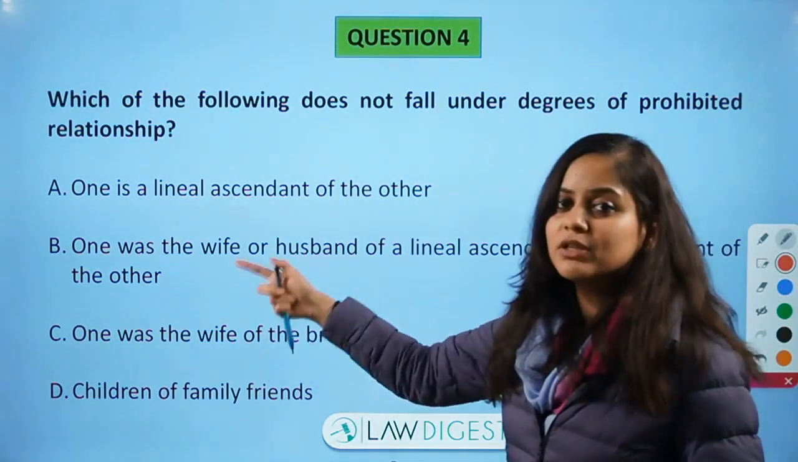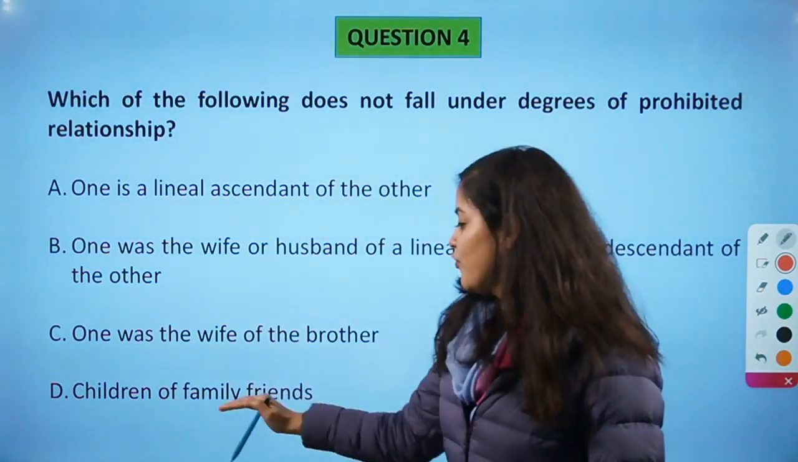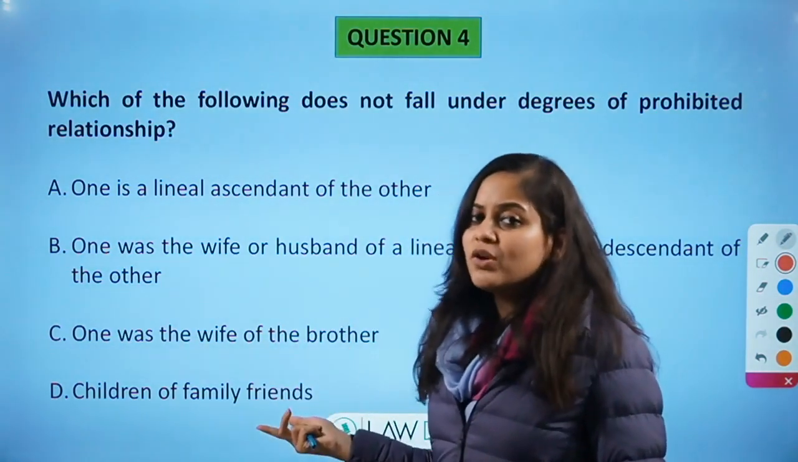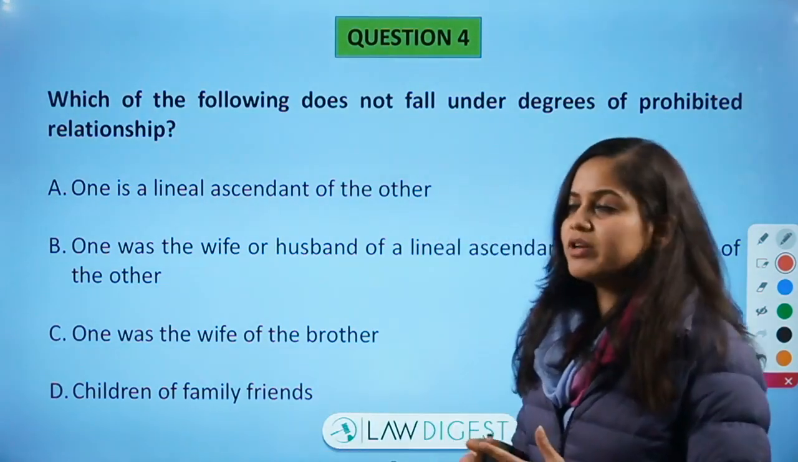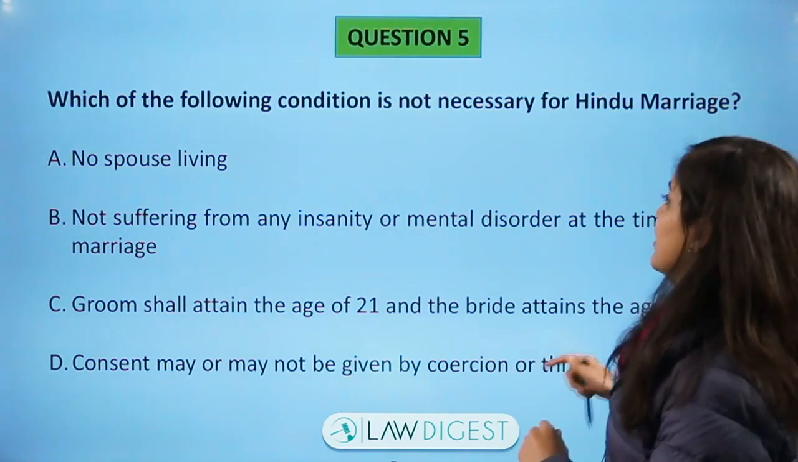This could have been done with logic as well. This is not too complicated. And children of family friends, you can relate this to real life examples as well. Children of family friends do get married. Very often it happens. So this question could have been dealt with normal knowledge as well.